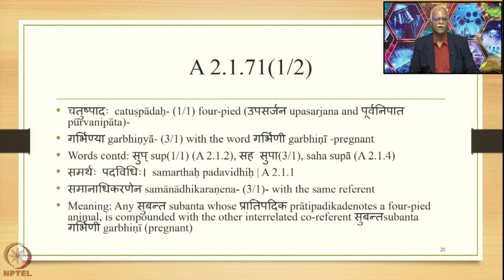Then the second word is garbhinya, which is in the instrumental singular, which means with the word garbhini. Garbhini means pregnant. The words continued are sup, sahasupa, samarthapadavidhihi, and also samanadhikaranena, meaning with the same referent. So the overall meaning of the sutra is the following. Any subanta whose pratipadika denotes a four-footed animal is compounded with the other interrelated co-referent subanta, namely garbhini. I repeat, any subanta whose pratipadika denotes a four-footed animal is compounded with the other interrelated co-referent subanta, namely garbhini.